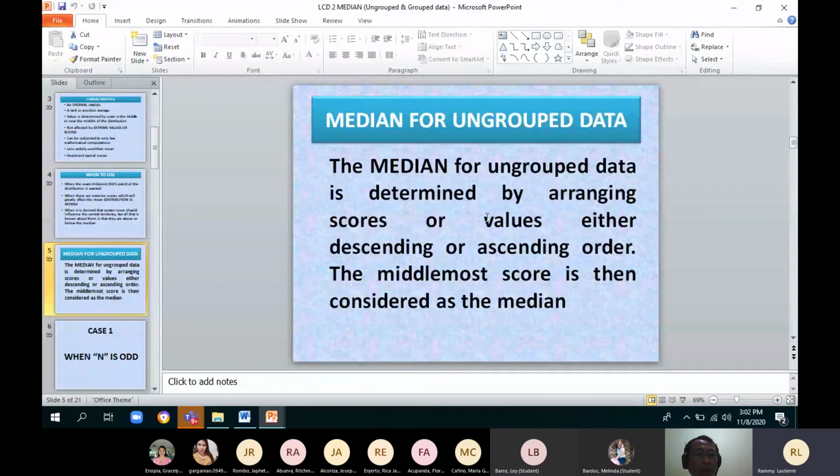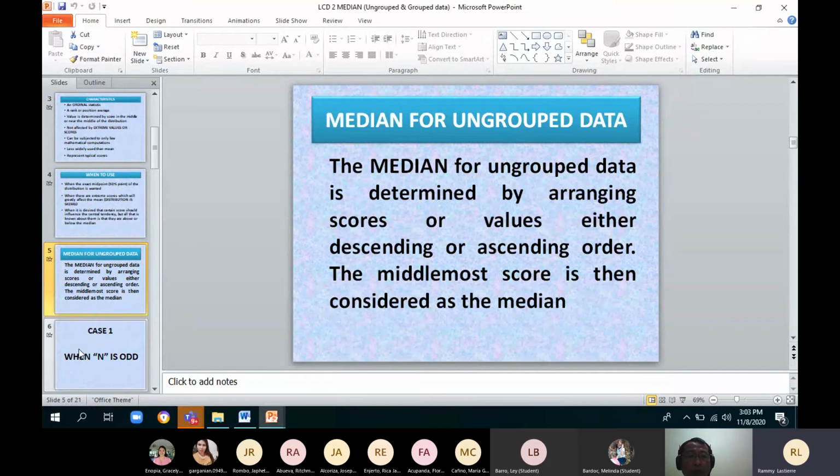Now, median for ungrouped data. The median for ungrouped data is determined by, so you are required to arrange the data in ascending or descending order. It is up to you. So, arrange from highest to lowest or lowest to highest. It depends on you, as long as you arrange the data.